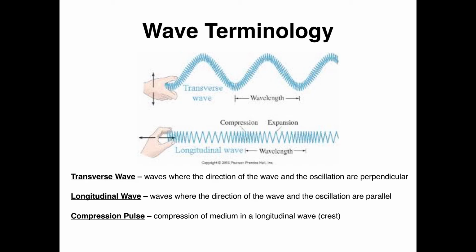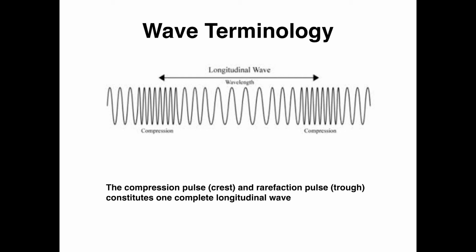At certain points, the impulses come closer together, and that's the compression of the medium in the longitudinal wave, and this corresponds to the crest of a transverse wave. And then there's rarefaction, called expansion in the diagram, which is the spreading out of the medium in a longitudinal wave, and this corresponds to the trough. To state this again, to make the point, because many people don't think in terms of longitudinal waves when they think about waves, the compression pulse is the crest and the rarefaction pulse is the trough. And from compression to compression constitutes one complete wave.